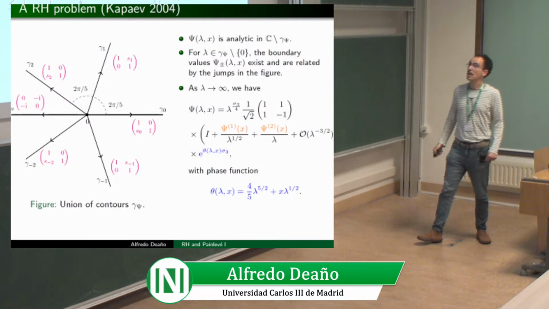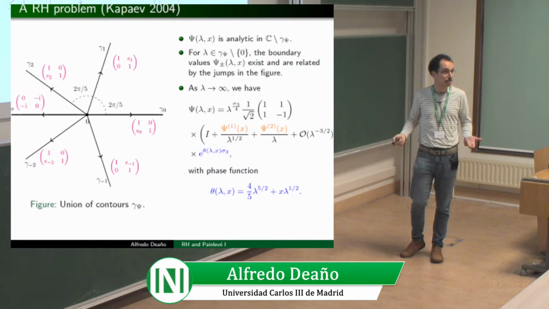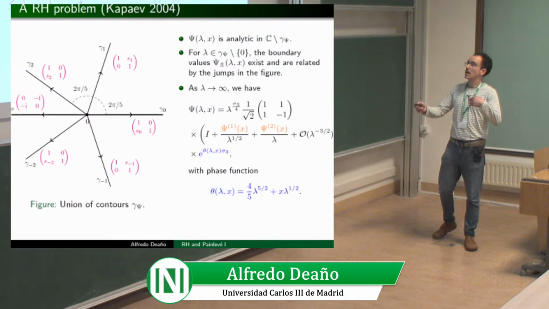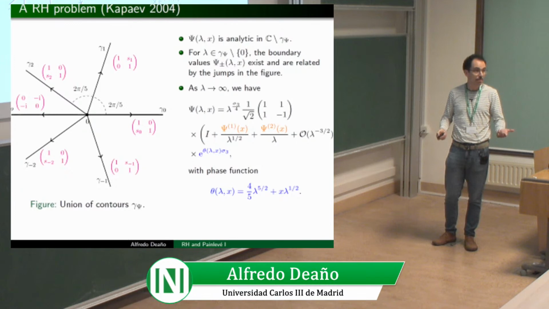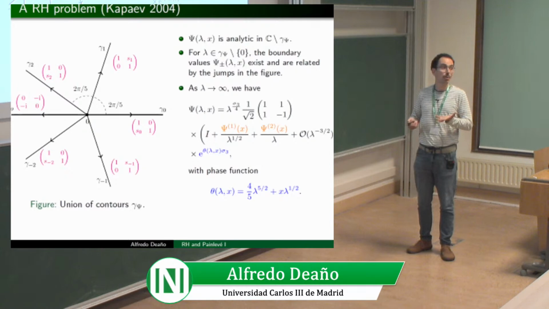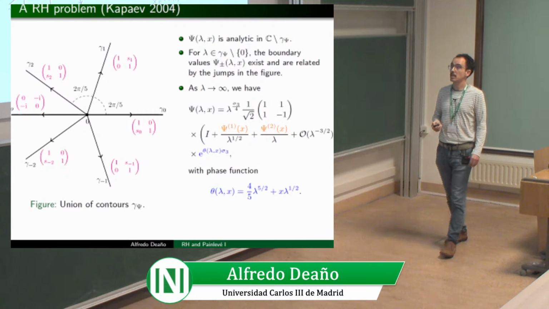So you set up this problem, then you prove that this Riemann-Hilbert problem has a unique solution, and then from this Riemann-Hilbert problem, you get a solution of Painlevé I. And how do you know which one it is? Well, it depends on the Stokes multipliers that you put there. And this is a very non-trivial way to characterize them.